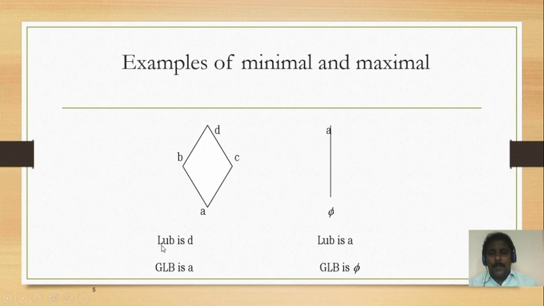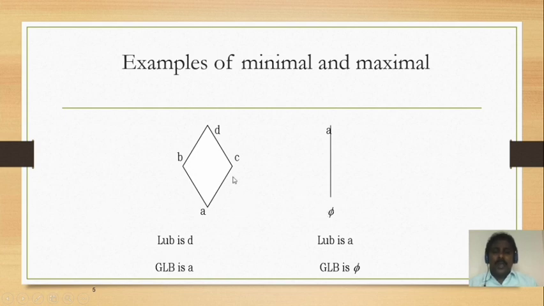UB means upper bound. Here in this problem, the upper bound is D. Next, the lower bound, that is the greatest lower bound, means A. So keep in mind that the least upper bound is D here, and the greatest lower bound is A. That means the upper bound is D and the lower bound is A. Similarly here, the upper bound is A and the lower bound is 5. So these are the examples of minimal and maximal.